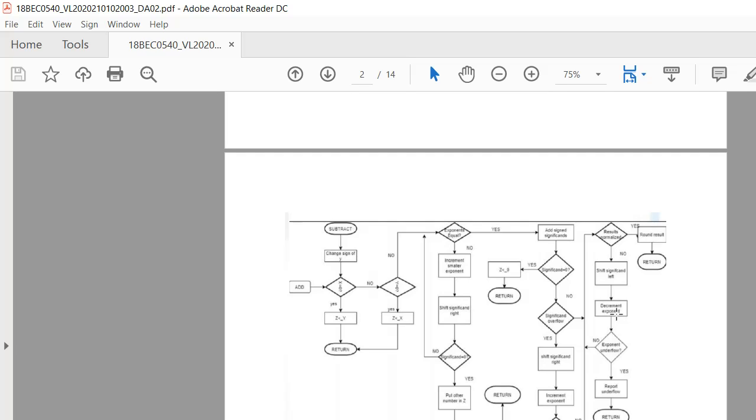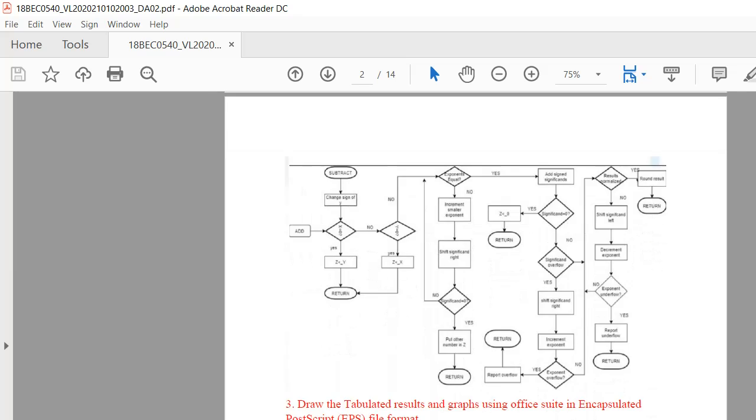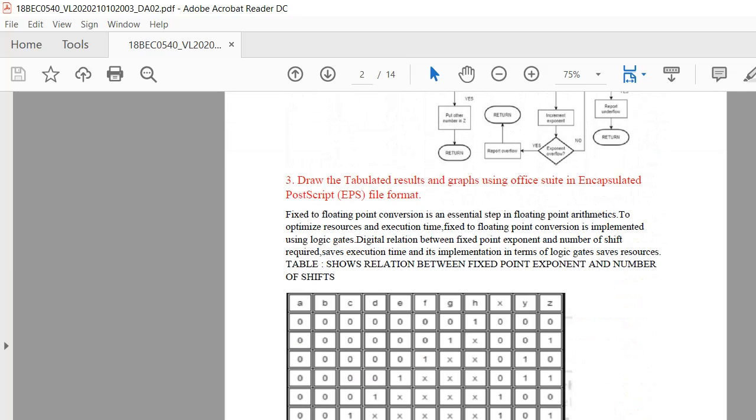So we can see different types of gates used in it. When it comes to the third one, this is the tabulation results on graphs of this selected topic. Here, fixed to floating point conversion is an essential step in floating point arithmetic. To optimize resources and execution time, the fixed to floating point conversion is implemented using logic gates. This table shows the relation between fixed point exponent and number of shifts.